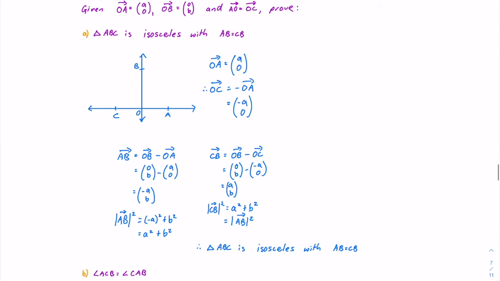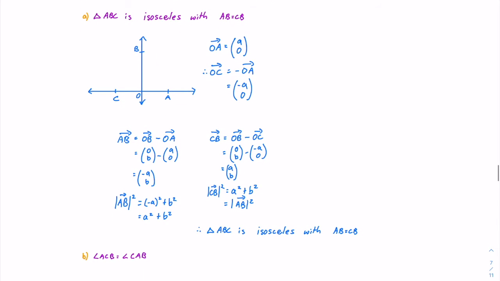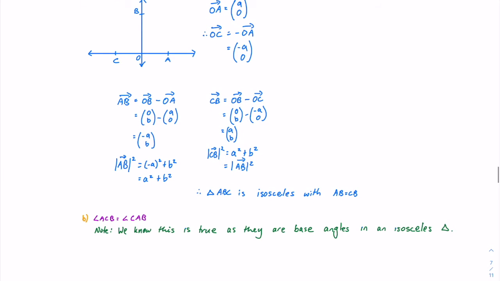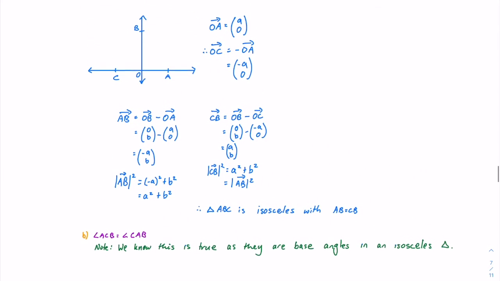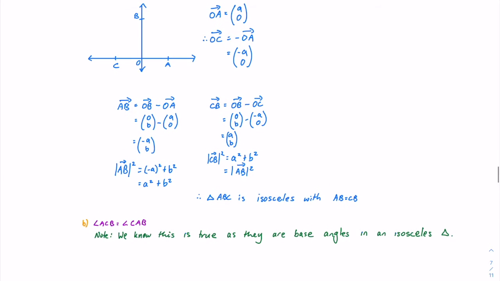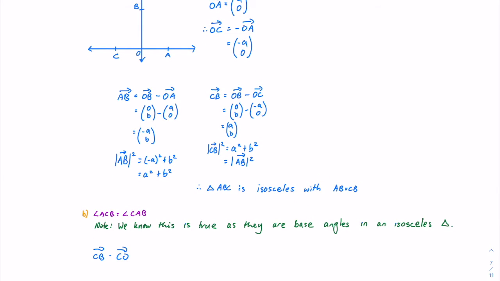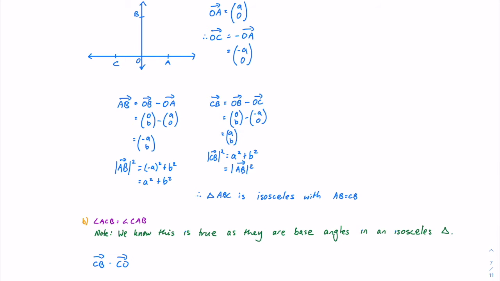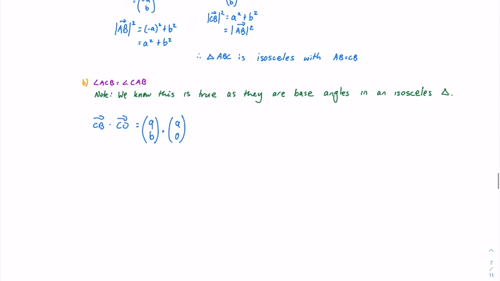Now we also have to prove that angle ACB, so this angle, is equal to angle CAB, that angle there. Now we know that's true because they're the base angles of an isosceles triangle, but they've asked us to prove it. Okay, we do know it's true though. So if we're finding angles, then you do need to start thinking dot products. So let's look at the dot product of CB with CO. Now notice both of those start with C. So CB, CO, we're going to calculate that. So just using the simple dot product rules again. So a times a and b times 0. So that's just a squared.